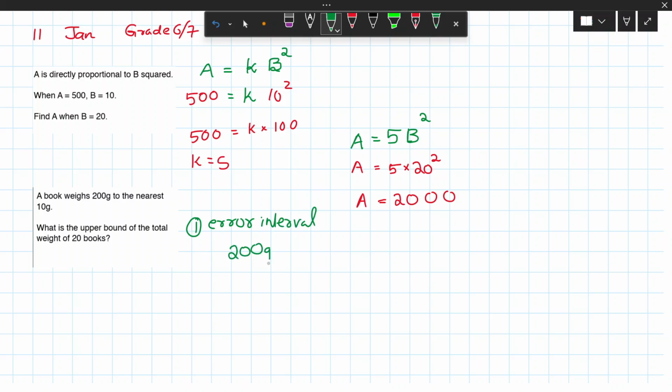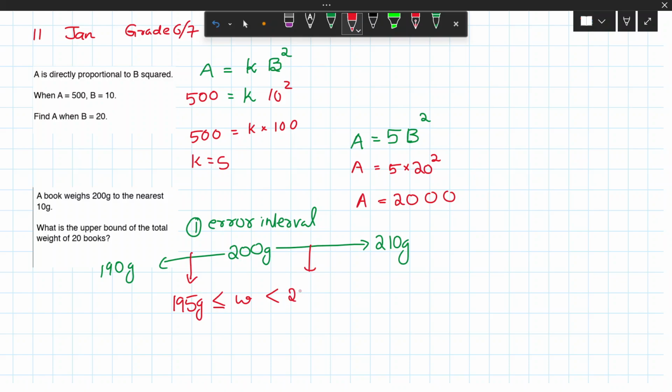So we know it is 200 grams and it is to the nearest 10 grams. So the nearest 10 gram is 210 on the right and 190 on the left. But those aren't your error intervals. Your error intervals are going to be in the middle of these two. So that's going to be 195 grams less than or equal to the weight less than the middle of that, which is 205 grams. So it's not your extreme left and extreme right. It's the middle of these two. That is your error interval.